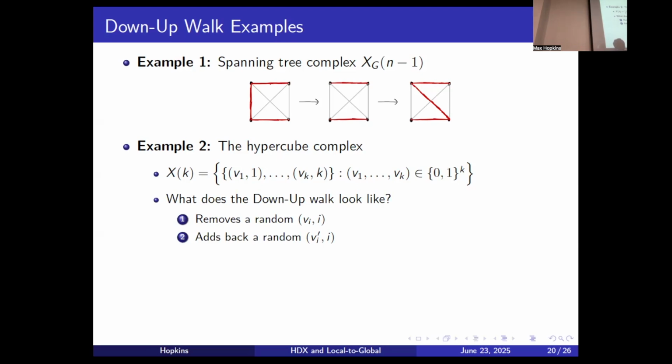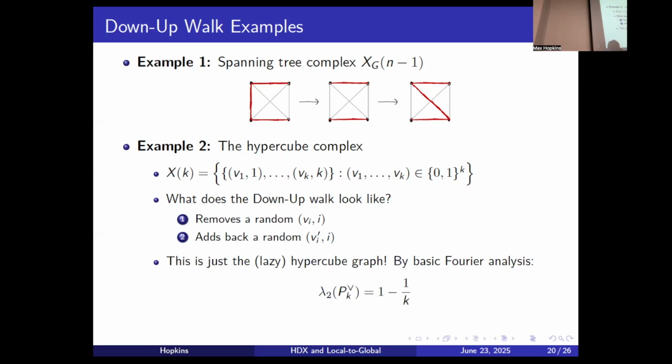Hopefully this is an object you're all very familiar with. This is the hypercube graph, right? This is like the Hamming distance 1 graph. It's the most classical graph or object in TCS. And thankfully, we understand everything about it, right? By basic Fourier analysis, we understand its full spectrum, mixing, et cetera.